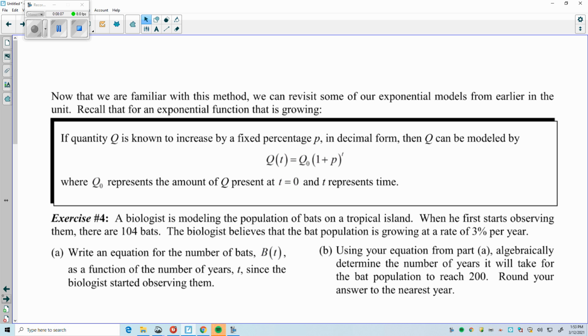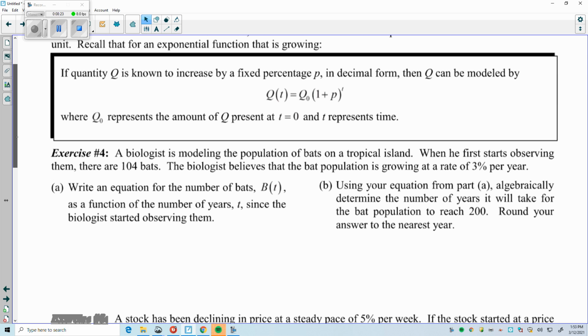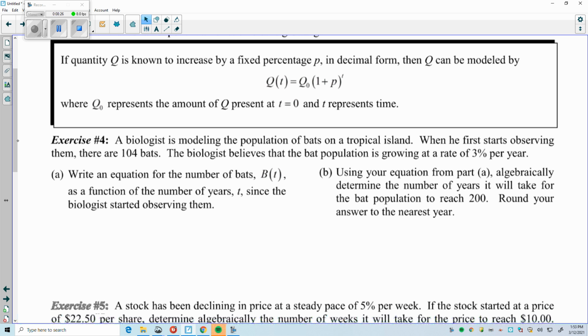Okay, so we have a formula that we're going to take a look at. And this kind of looks familiar to a formula that we have used in the past. And we use this with our exponential modeling. So it says a quantity Q is known to increase by a fixed percentage in decimal form, then Q can be modeled by this. And it says Q sub 0 represents the amount of Q present at time 0, and T represents time. We've seen something very similar. We have that similar formula was our A equals P times 1 plus R to the T. Extremely similar formula. We got some different numbers here.